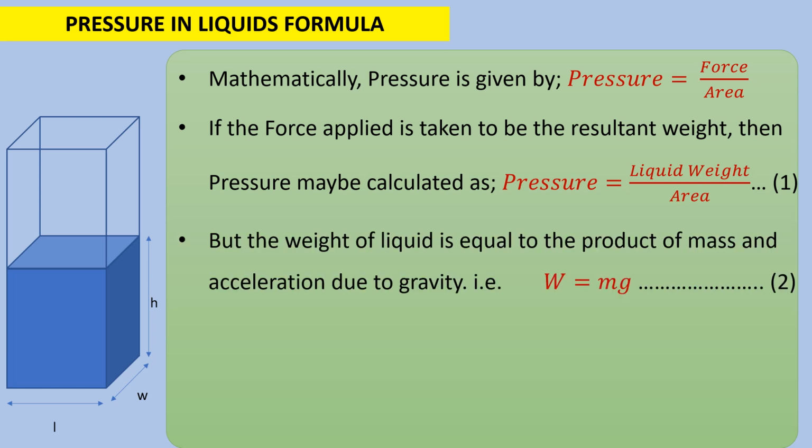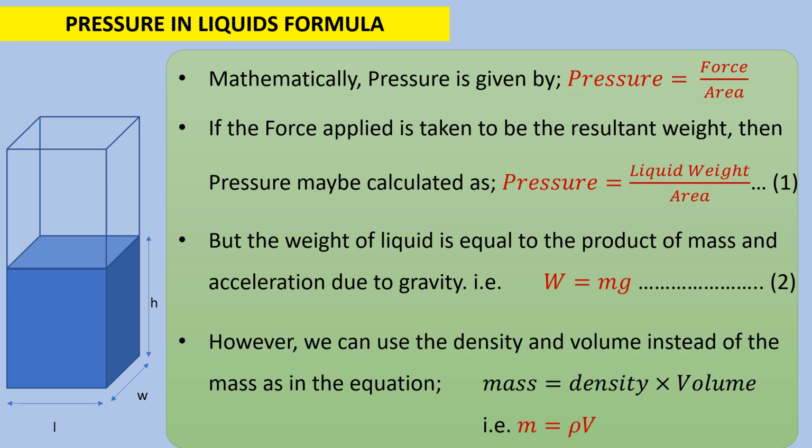We're also saying that the weight of the liquid is equal to the product of mass and acceleration due to gravity. This is as provided by the second Newton's law of motion, where force equals mass times acceleration due to gravity. Do not worry if you've not looked at it. Check out a video on that and you'll be able to get it correctly. So we can substitute the weight by mass times acceleration due to gravity, and this will give us the force acting on the area.